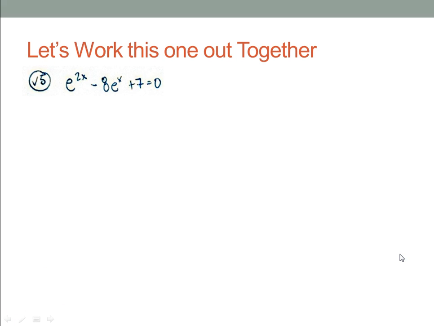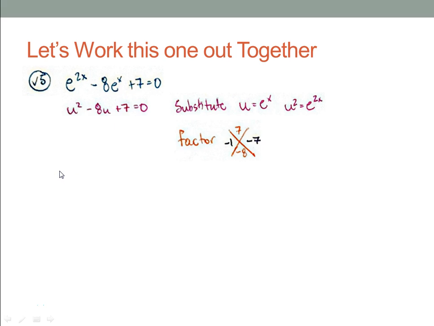All right, let's work this one out together. Okay, checkpoint 5. So, I see something weird here. I see e to the 2x and e to the x. Now, if that was something different, it would be a quadratic equation. So let's use substitution. If I make u equal to e to the x, that makes u squared e to the 2x. That means I can rewrite that green equation with the exponent and e as a quadratic equation, which I can factor, which allows me to rewrite the equation and solve for u.